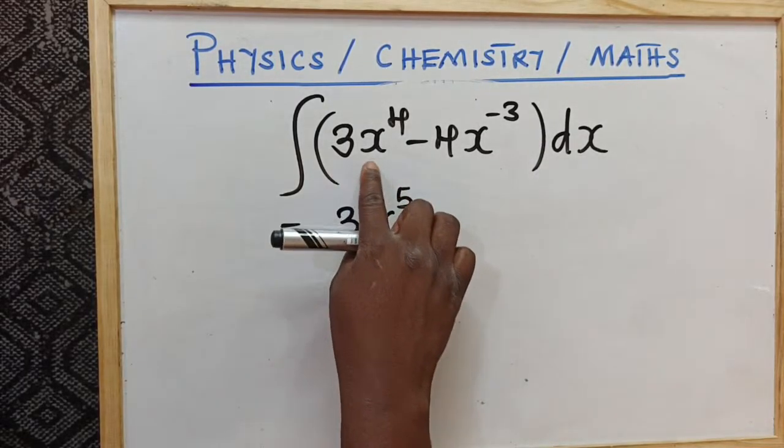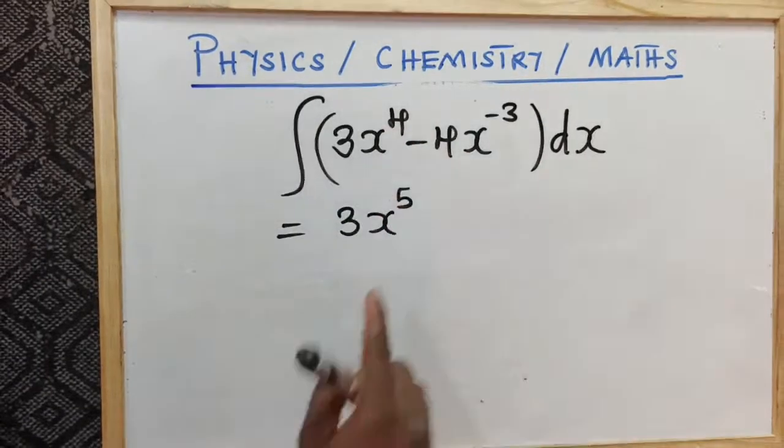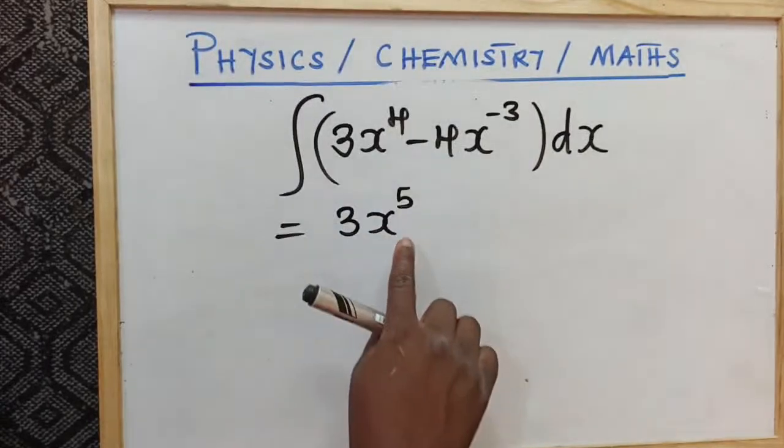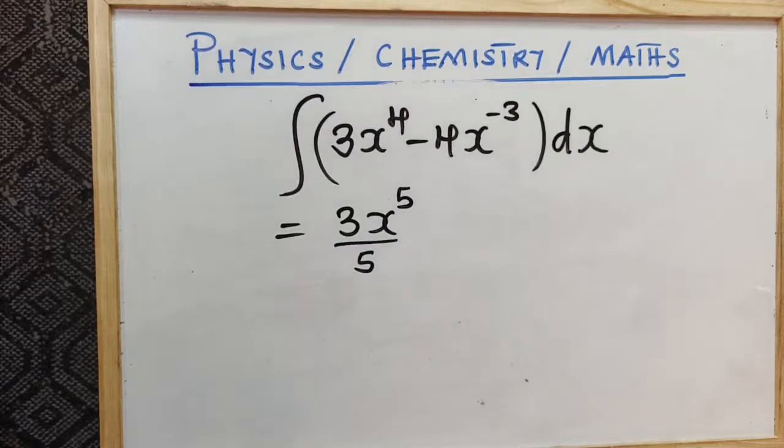I've just maintained what is here, 3x, but for the power, I add a 1. So it will be 4 plus 1, which will give us a 5. And then divide by a 5. Okay, the power which is right over here.